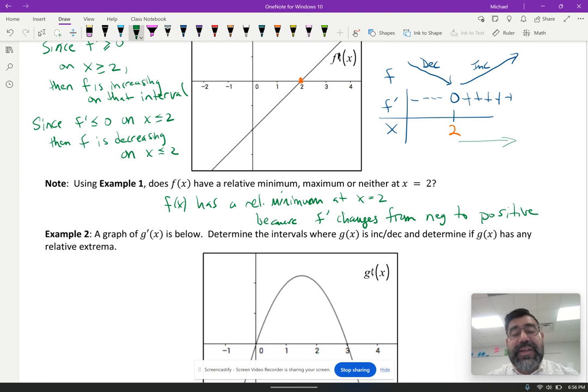And you can't just say because f prime changes signs, because what if it went from positive to negative? From positive to negative, that would be a relative maximum. So I need to be specific that it changes signs, but it changes from negative to positive.